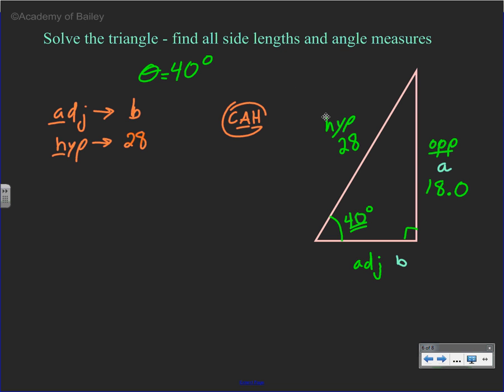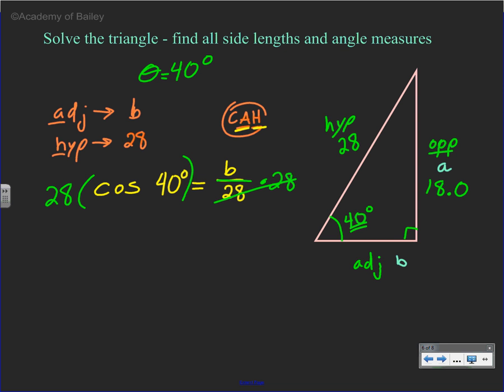So let's go ahead and set this up. We say cosine of theta. Theta is 40 degrees. And that's equal to adjacent on top, which is B, and hypotenuse on bottom, which is 28. The opposite of dividing by 28 is multiplying by 28. If you multiply the right side by 28, you also have to multiply the left side by 28. And so now B is equal to 28 times the cosine of 40 degrees.